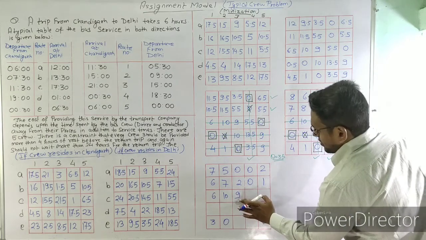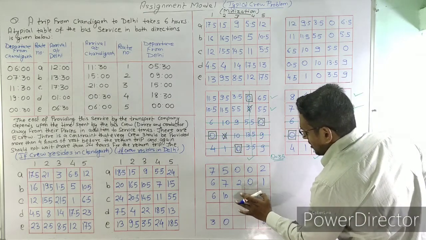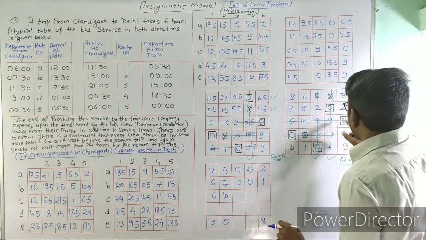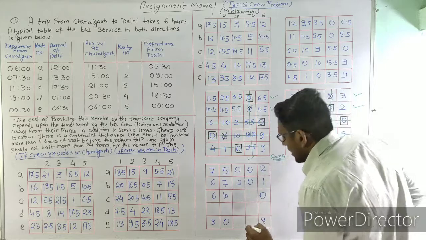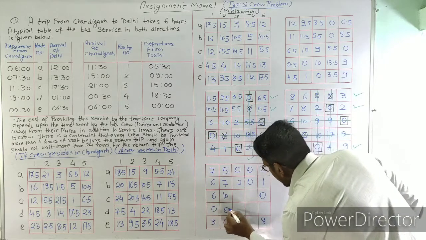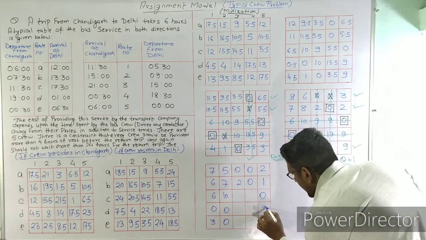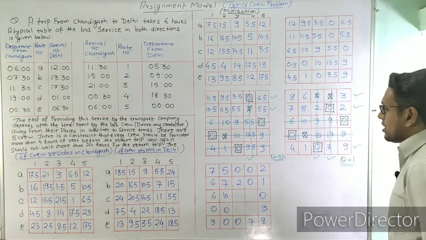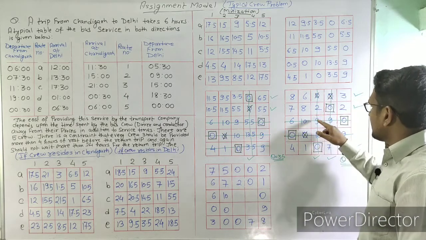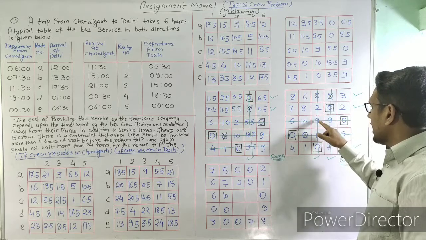Sorry, this is having 2 lines. So 6, 10 and 0. Here 0, 0 and 9. 0, 0 and 9. Here we have 0 and 7. So now the next is we have the cell where 2 lines are passing.